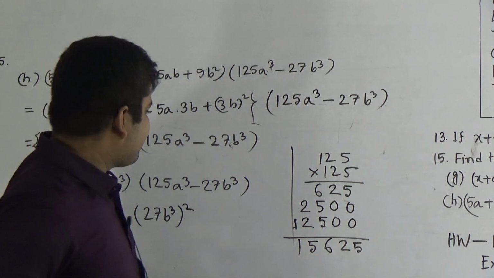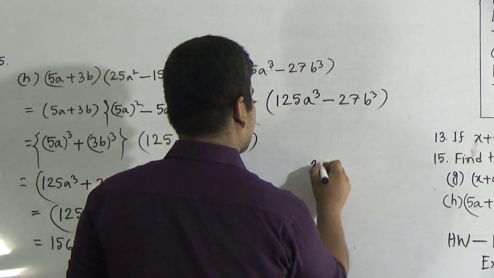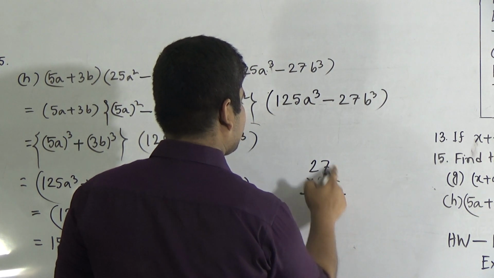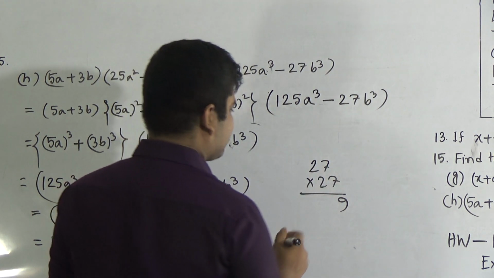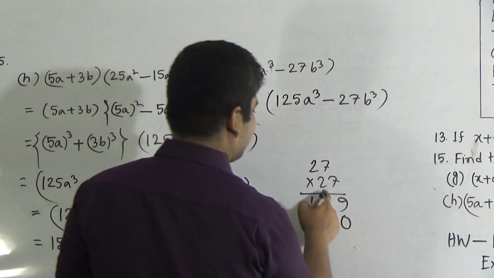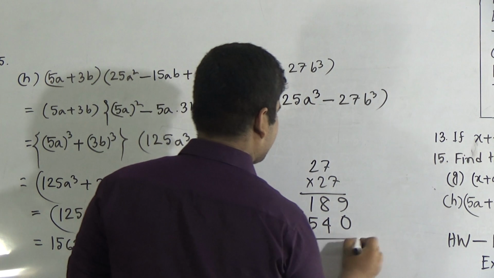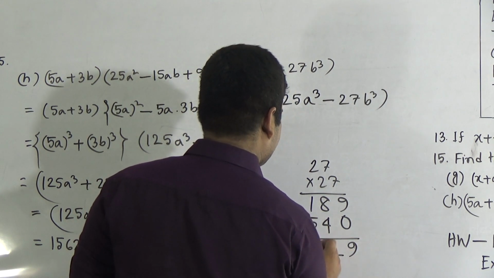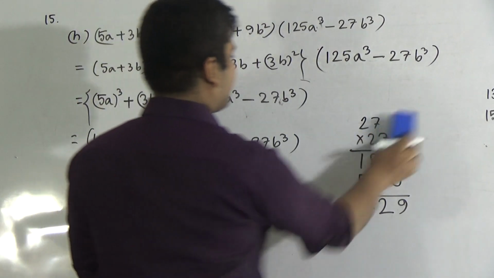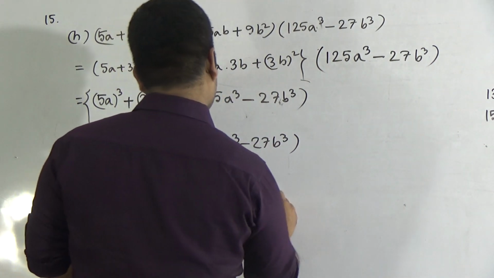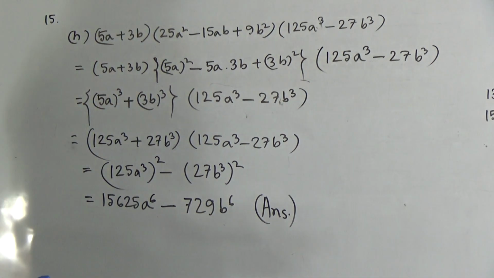minus. This time we multiply 27 by 27. Notice please, 27 multiplied with 27. 7 sevens are 49 carrying 4. 7 twos are 14 plus 4, 18, 0. 7 twos are 14 carrying 1, 2 twos are 4 and 5. So 9, 8, 4, 12, 5, 1, 6, 7. So 729 b to the power 6. Okay. Now this is the answer of question number A.